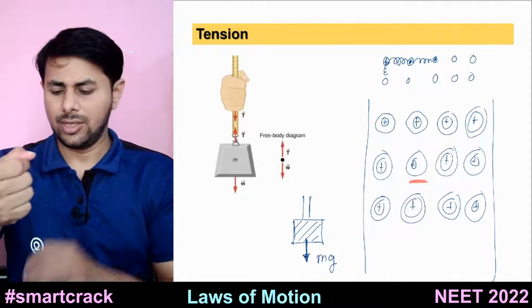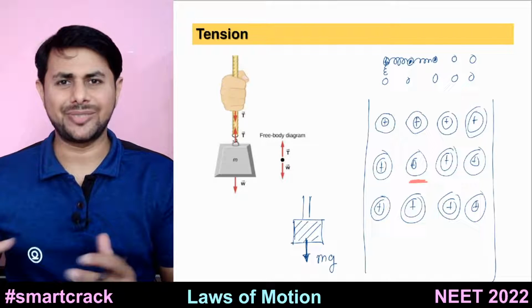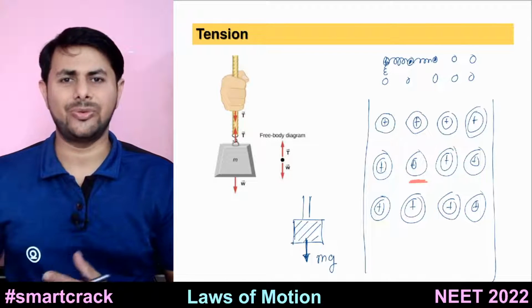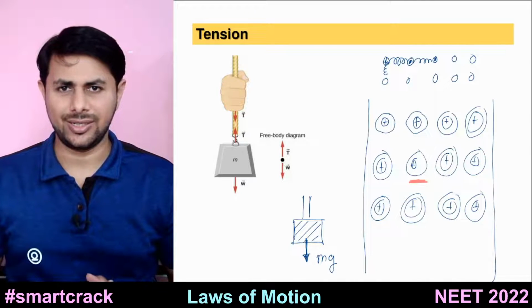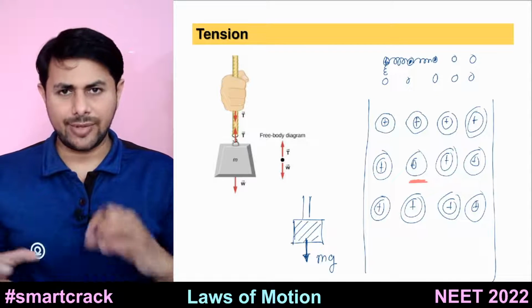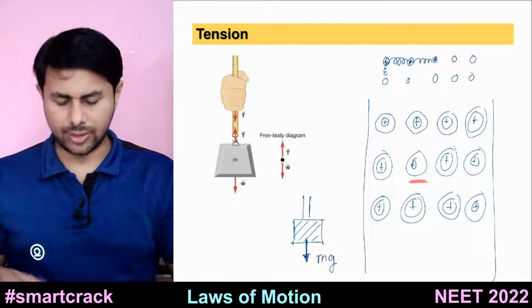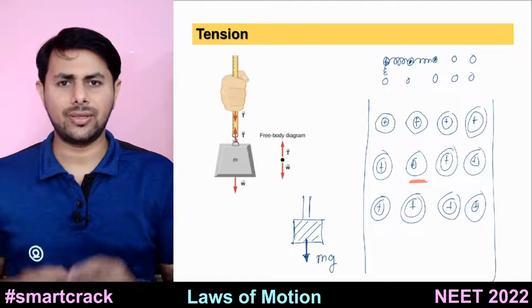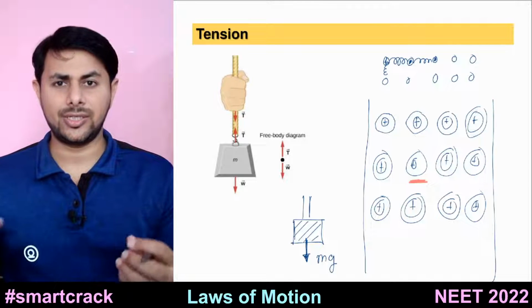The mass doesn't fall down because there is another force. Which is that other force? It is the tension in the string. That tension in the string balances the weight of the stone or that mass, and therefore the mass doesn't fall down. So what is the cause of this tension in the string?